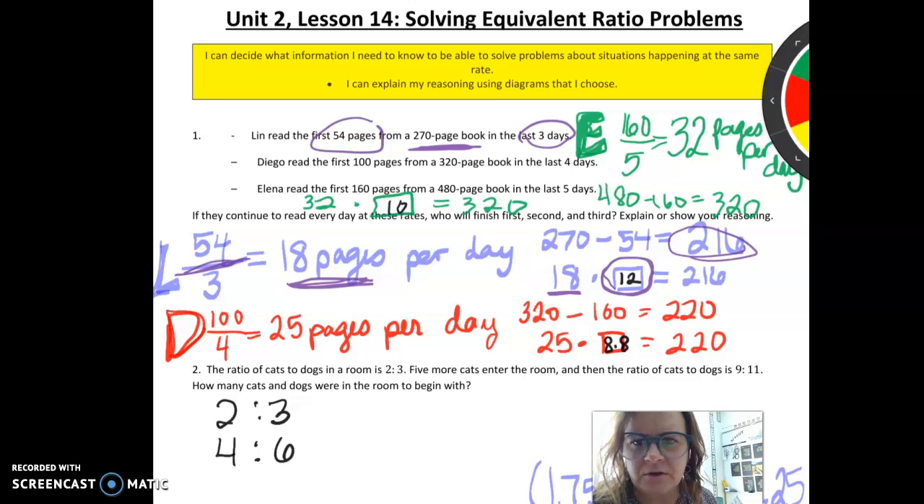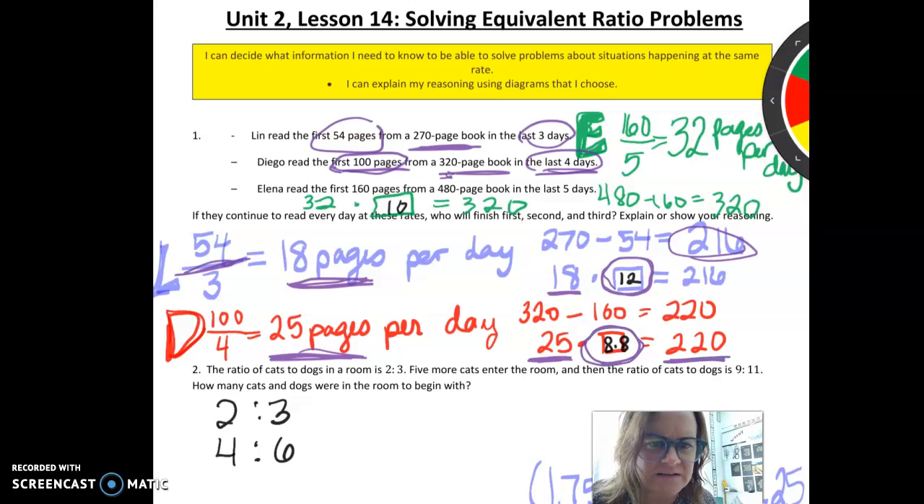Diego, I'm going to do something very similar here. He reads 100 pages from a 320-page book in 4 days. And again, I only want the pages and the days. So I did 100 divided by 4, and I got that Diego reads 25 pages per day. Now I'm going to go to that 320-page book. He's already read 100 pages, so he has 220 left. If he reads 25 pages per day, times how many days will it take to get to 220 pages? So I did 220 divided by 25, and I got 8 and 8/10. So since we're not going to chop up the day, it would take him 9 days, we'll say, to finish.